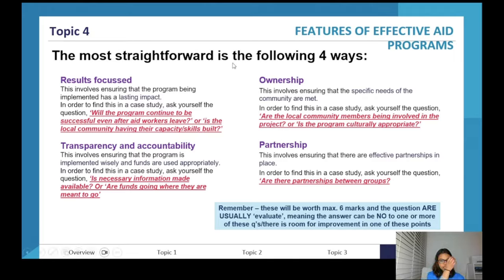So the most straightforward is the following 4: results focused, ownership, transparency and accountability, and partnership. Remember, these are worth 6 marks, and the questions are usually evaluate, meaning the answer can be no to one or more of these points. There could be room for improvement in one of these 4 points.